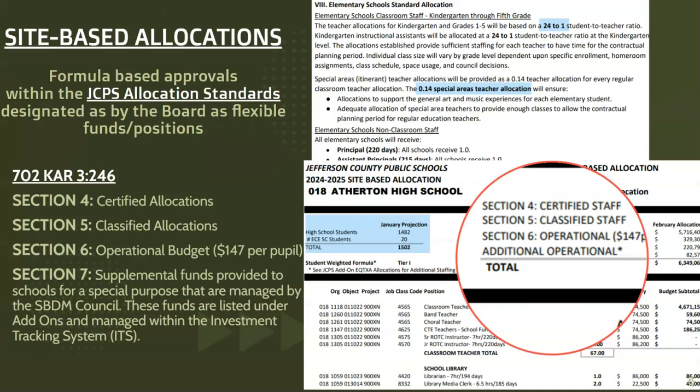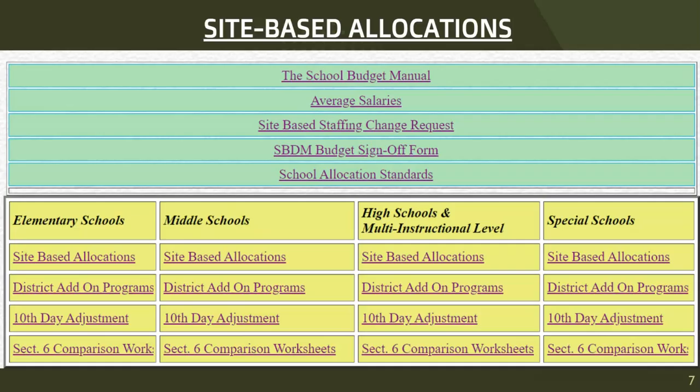Site-based allocations are formula-based approvals that are determined through the JCPS allocation standards approved by the board. At the top here, you'll see an example of what the elementary allocation standards look like. Those are communicated to our schools through the site-based allocation form that you see highlighted at the bottom. And you see where Sections 4, 5, and 6 are emphasized within those allocations. Principals can go to the JCPS budget website to find their allocations, as well as all the forms that are being reviewed in this video.